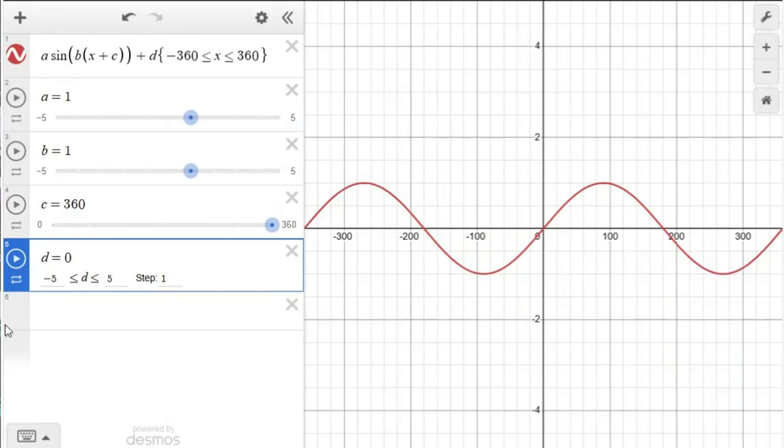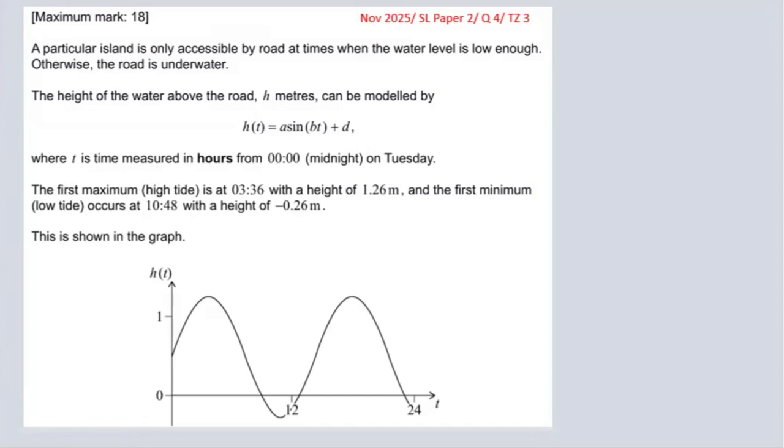And then I'll be solving some actual exam questions so you can apply these ideas in the scenarios given in the exam. Okay, so we're going to solve some actual exam questions. This one is from November 2025, SL paper 2, time zone 3. A particular island is only accessible by roads at times when the water level is low enough, otherwise the road is under water. Read the question carefully because often in the exam questions, they ask you to interpret in terms of the context of the question.